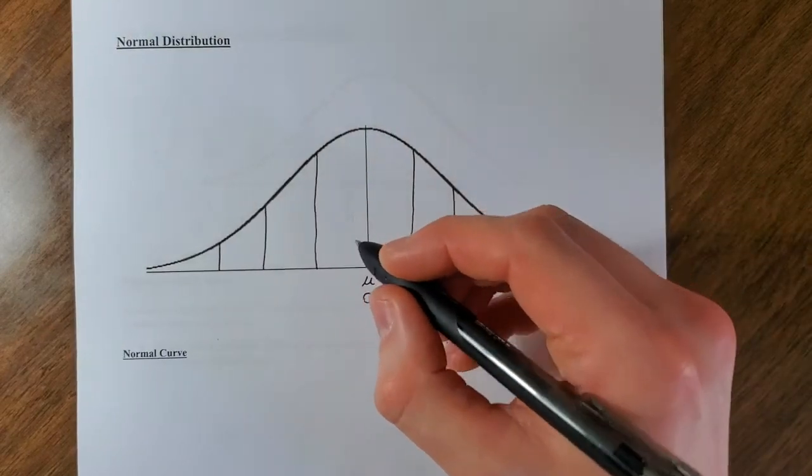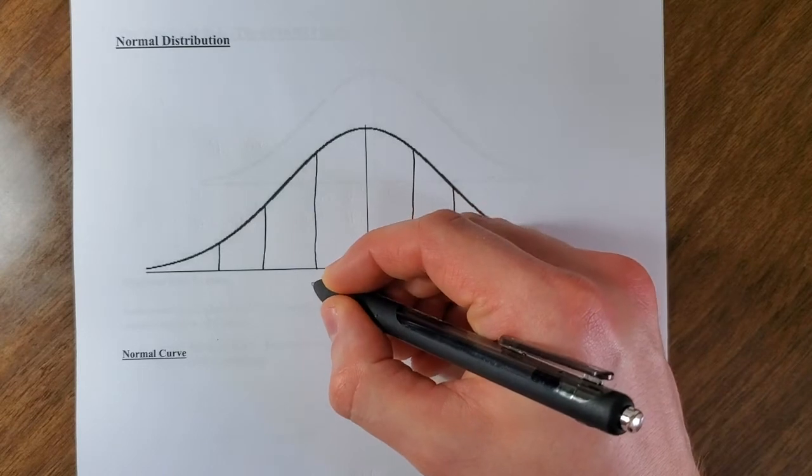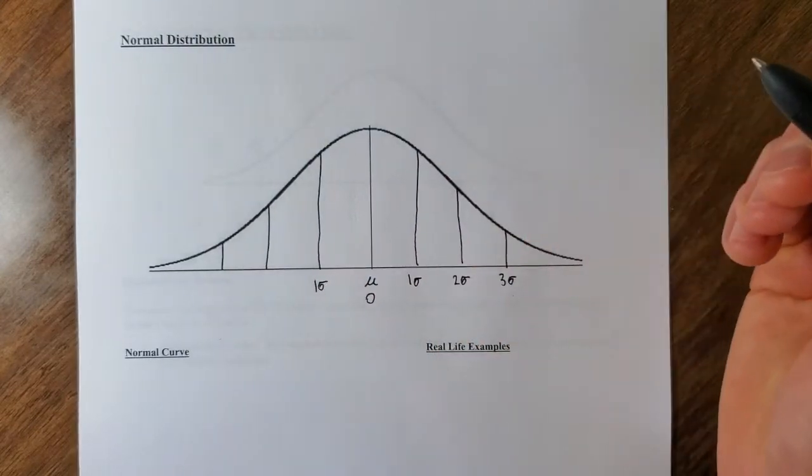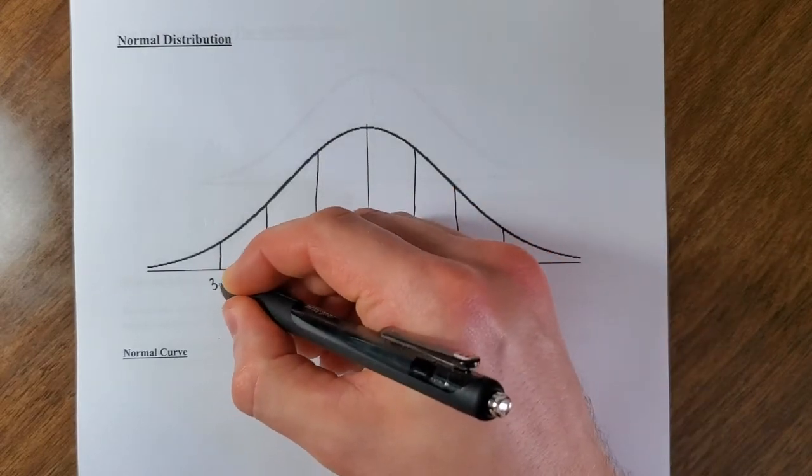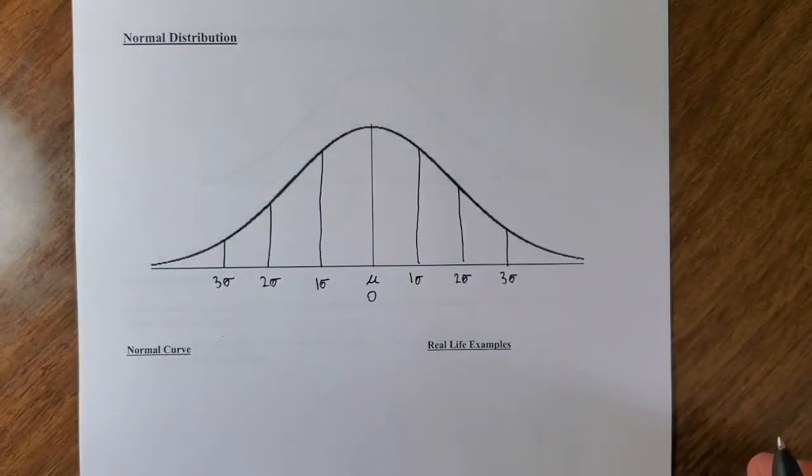Similarly, we're going to go towards the left-hand side here: 1 standard deviation below the mean, 2 standard deviations below the mean, and 3 standard deviations below the mean.